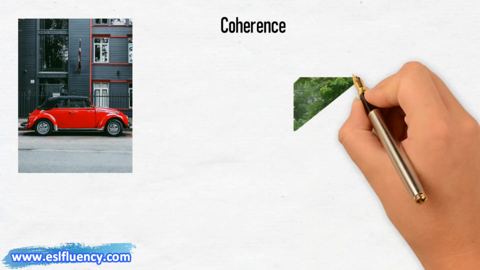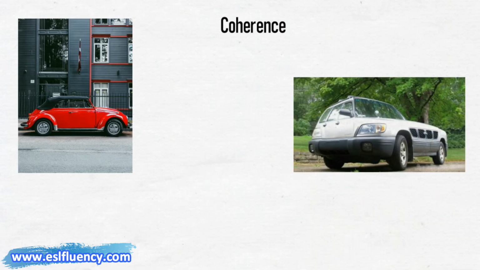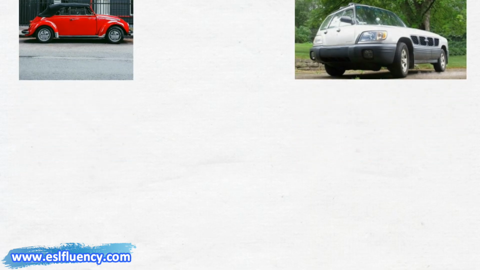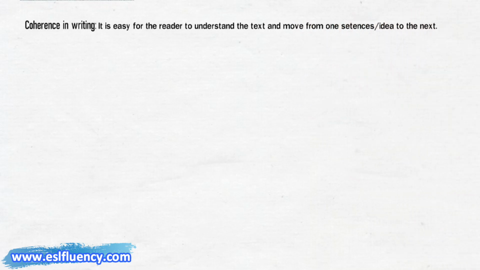Once you put the car pieces together, your car might look neat and beautiful like the red one or won't make sense like the white one. Both cars are complete and you might be able to drive them, but since you have put some pieces in the wrong places in the white one, the car won't make sense. Similarly, in writing, if you don't make it easy for the reader to move from one sentence to the next or from one idea to another, your writing will be incoherent like this white car.